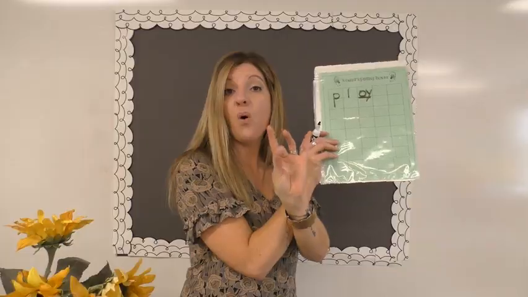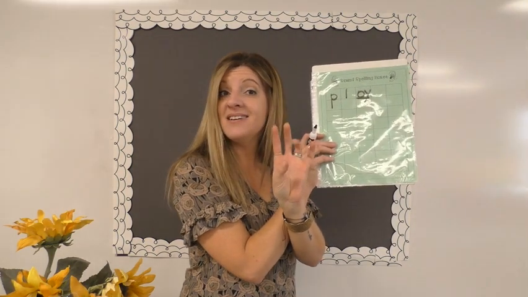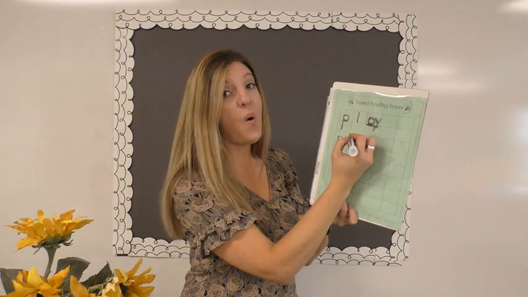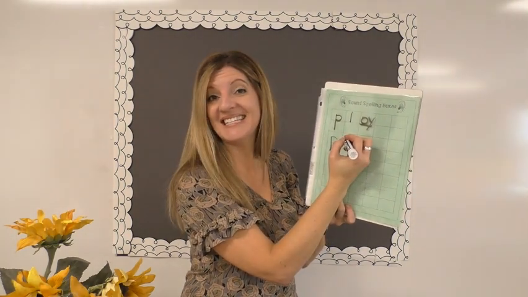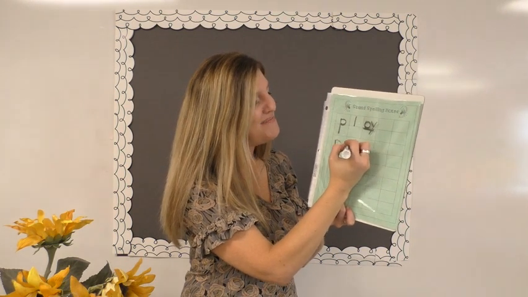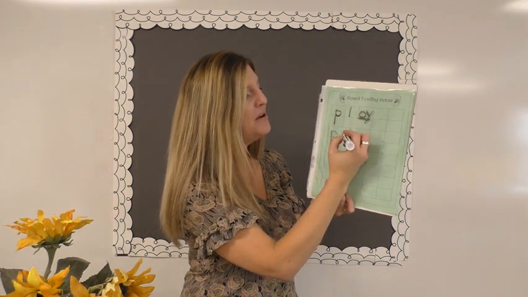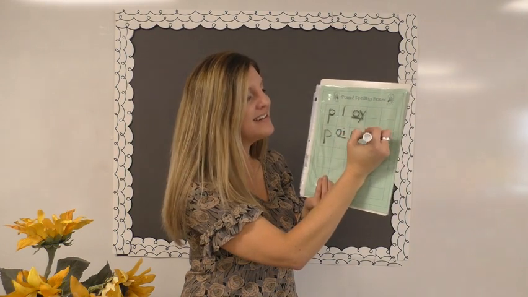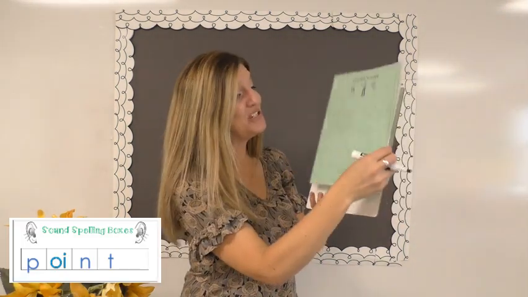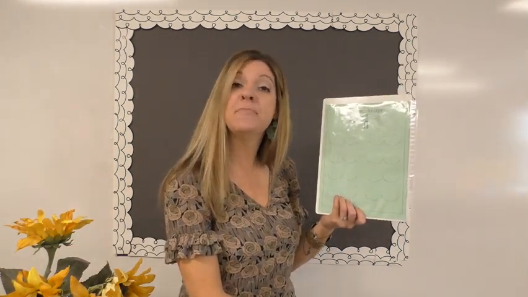P, oi, n, t. Capture those sounds. P, oi. Which one are you going to use this time? You got it. O-I, because it's in the middle. P, oi, n, t. Point. Okay, let's try some two-syllable words. How about the word employ?